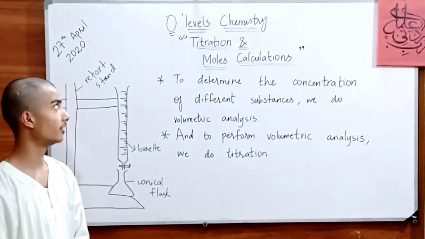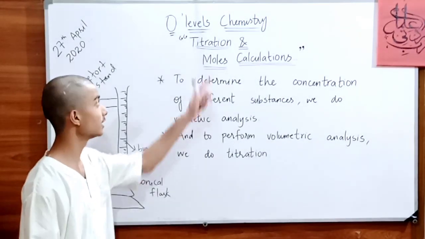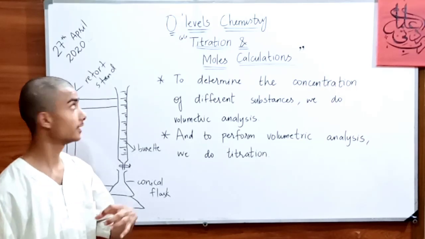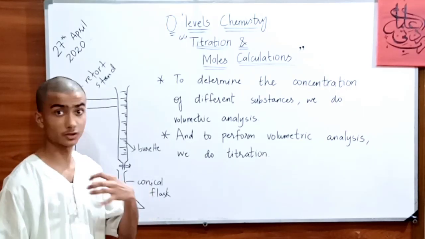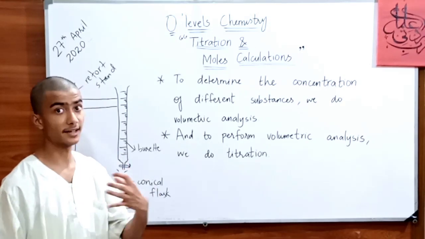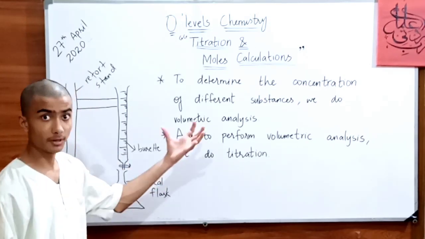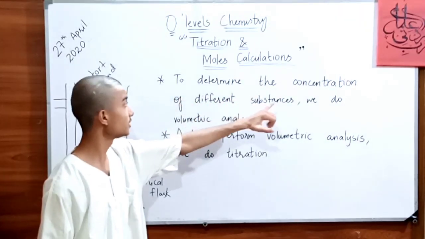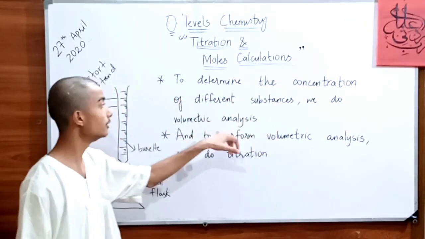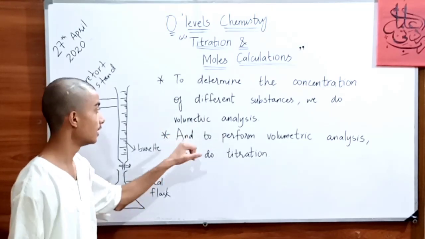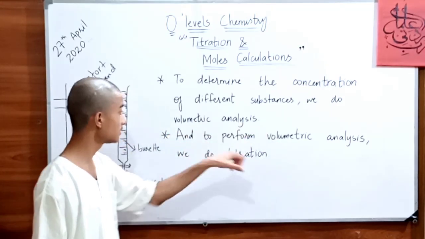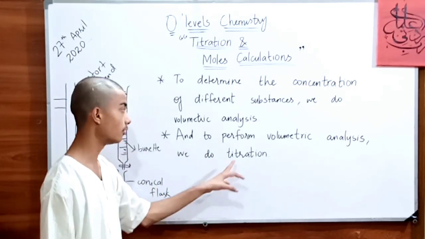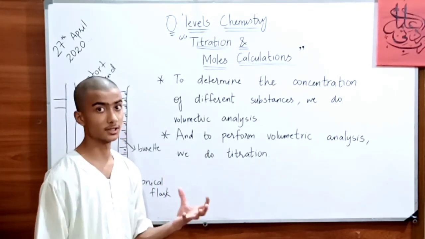The topic name is titration and also some moles calculation inside it. But first we need to focus on what titration is. We have to first of all see what titration explains to us. There are two main points which I have just written: to determine the concentration of different substances we do volumetric analysis, and to perform volumetric analysis we do titration. What is basically volumetric analysis and what is titration? We are just going to study it.